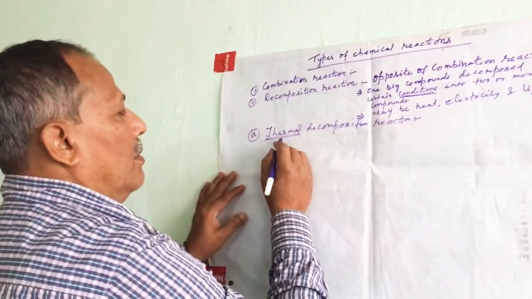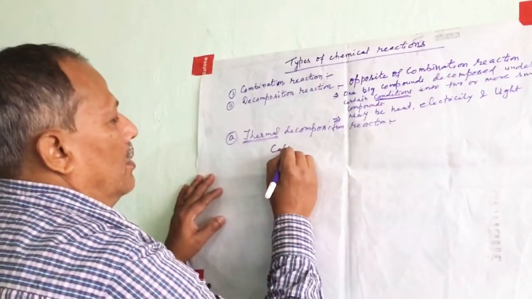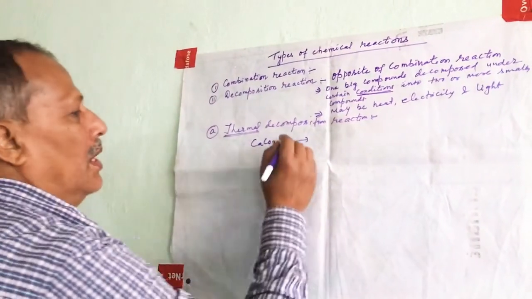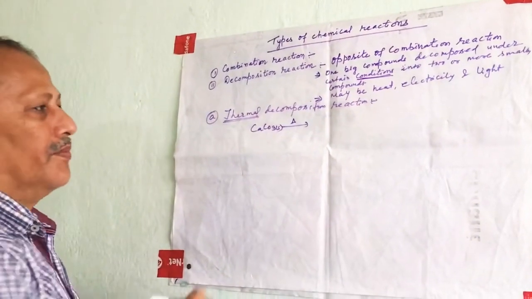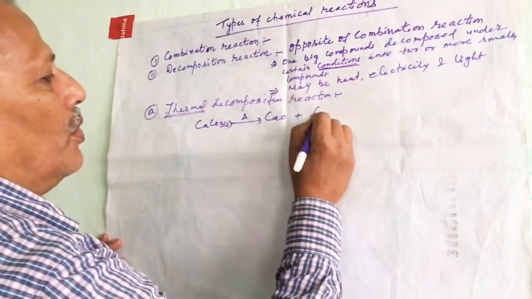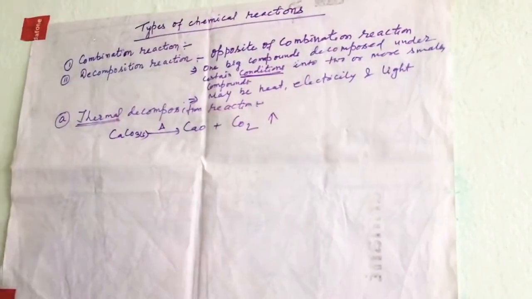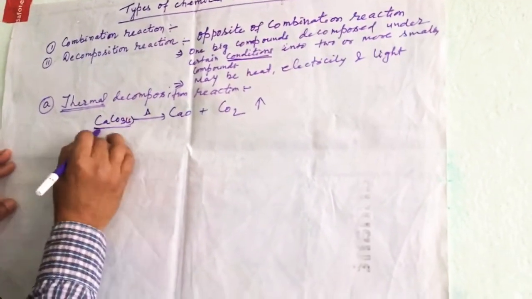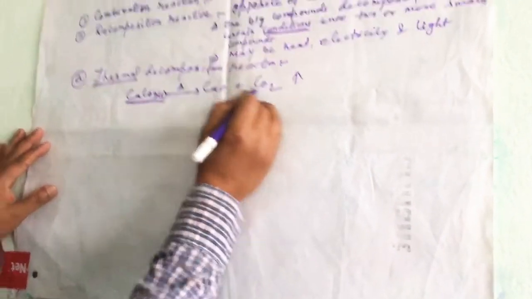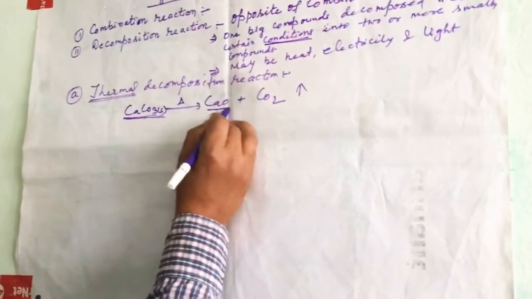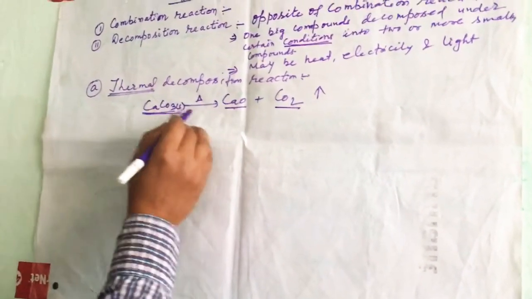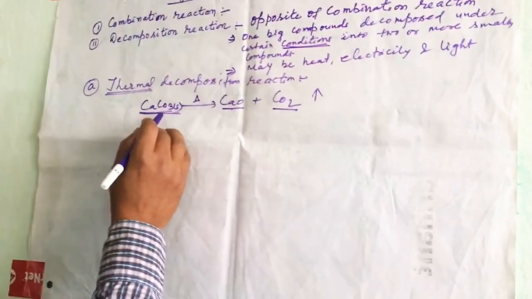The example, calcium carbonate. This is the symbol of heating. So upon heating, calcium carbonate is decomposed into two smaller compounds. Here calcium carbonate is one big molecule, big compound, and it is decomposed into two smaller compounds, that is calcium oxide and carbon dioxide. So here heat is required for the decomposition of calcium carbonate.